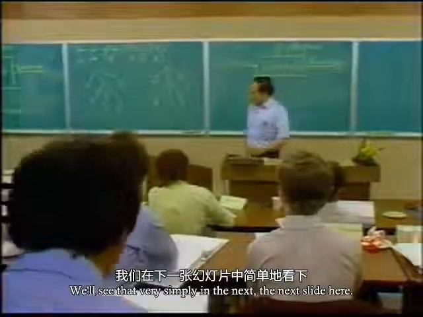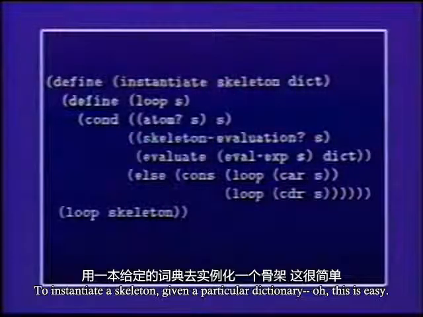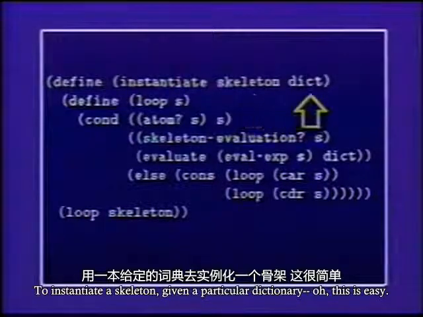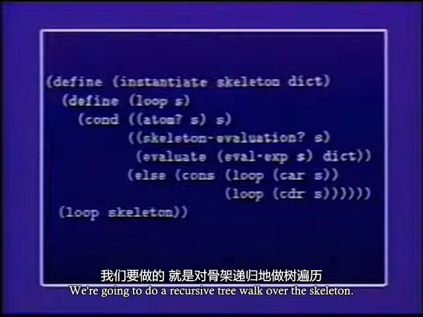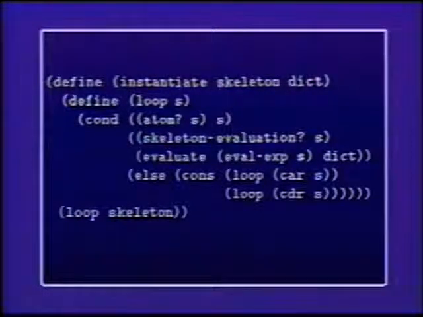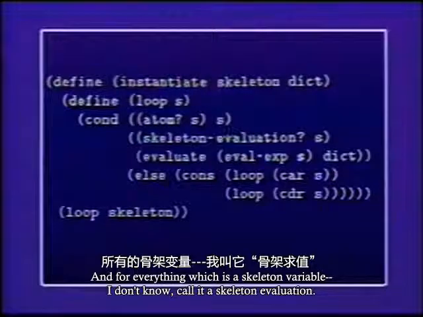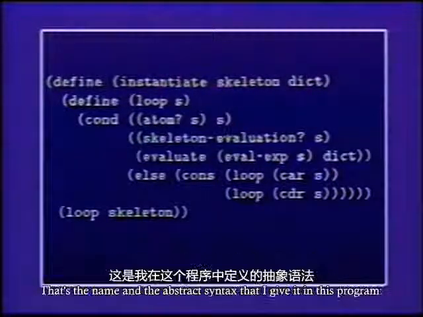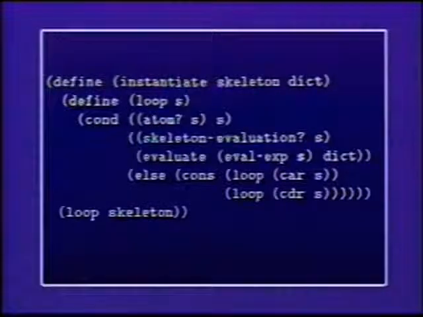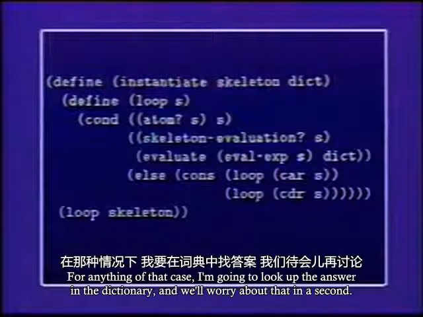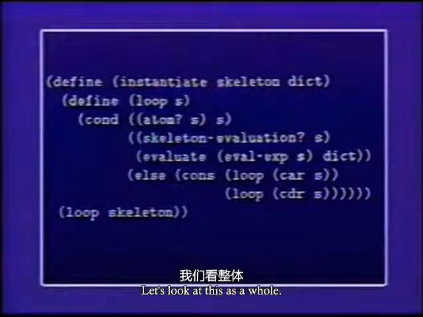Here, to instantiate a skeleton, given a particular dictionary, oh, this is easy. We're going to do a recursive tree walk over the skeleton, and for everything which is a skeleton evaluation, that's the name of the abstract syntax that I give it in this program, a thing beginning with a colon in the rules, for anything of that case, I'm going to look up the answer in the dictionary, and we'll worry about that in a second. Let's look at this as a whole.